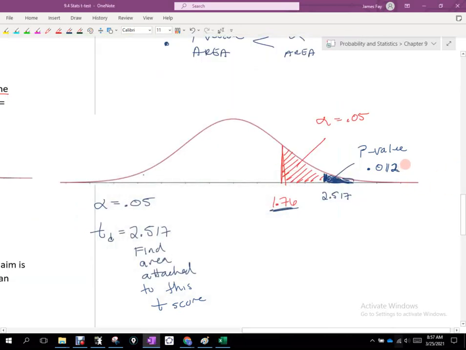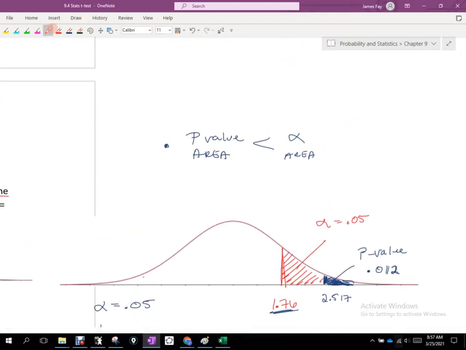So p-value 0.012, alpha value 0.05. What I always like to do, when I make my comparison for the rejection or non-rejection, is always put the p-value first. So 0.012, and then I compare that to 0.05. Is 1% less than 5%? So I can keep that inequality in that direction, and that tells me to reject the null hypothesis, just like the critical values told me to reject the null hypothesis. Yes, yes.